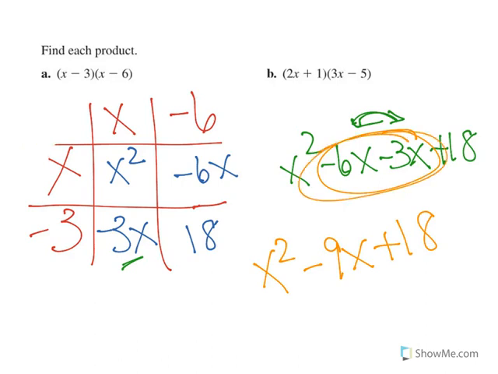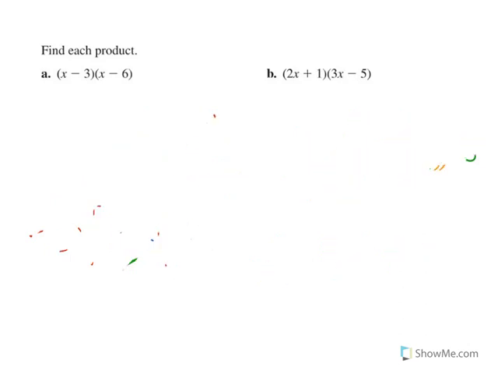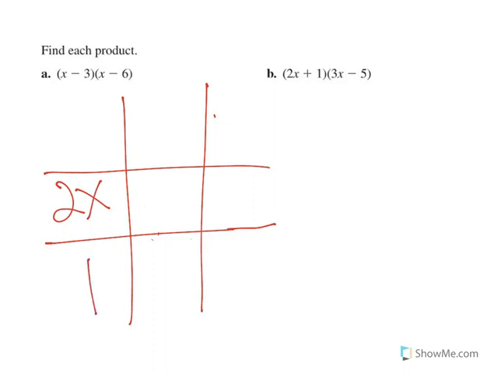And then let's do this other one here. So let's make ourselves a table. I don't know why I made that one so much bigger. Okay, that's just a funky looking table, but that's okay. So we've got 2x and 1 and 3x and minus 5, right? Negative 5. And then 2x times 3x is 6x squared.